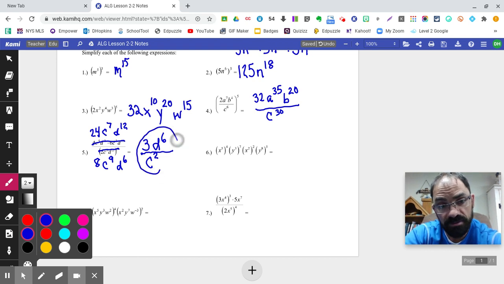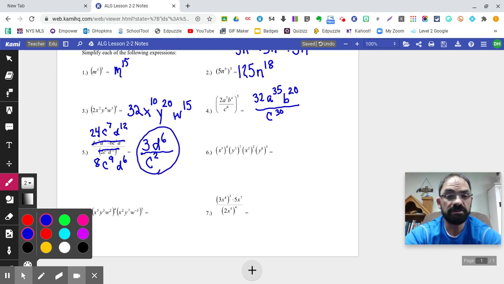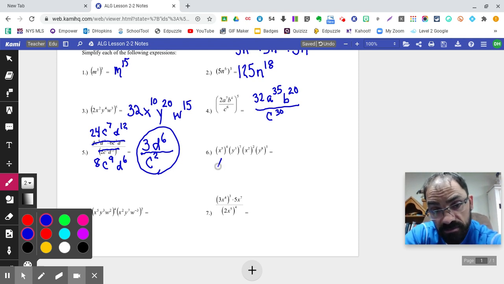And let me make that clear of where the answer is. A lot of work there. Okay, we have x to the 20th, y to the 21st, x to the 4th, y to the 40th.